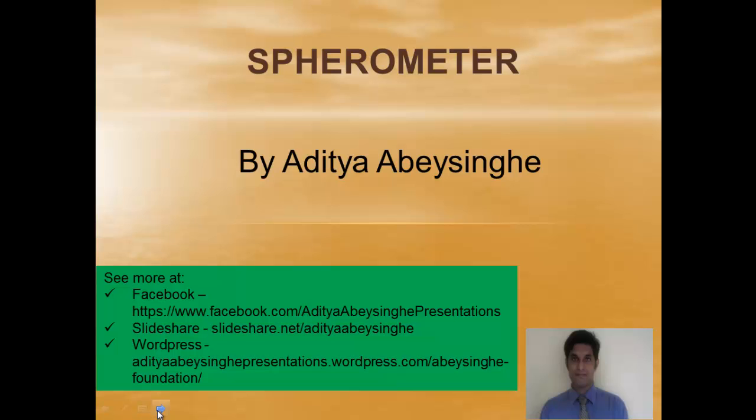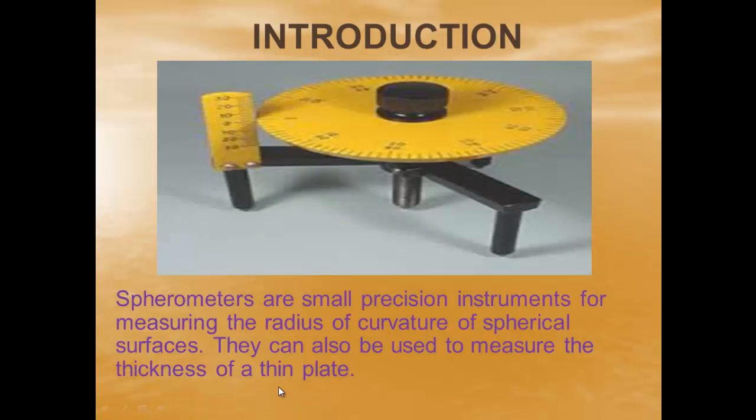Alright. So let's take a simple introduction. I'll give you a simple introduction about the Spherometer. So here's a sample Spherometer. I will introduce you to the concepts and the parts of the Spherometer in the next few slides and in these next few minutes. So Spherometers are used for small precision measurements. For example, if you want to measure the radius of curvature, you can use a Spherometer.